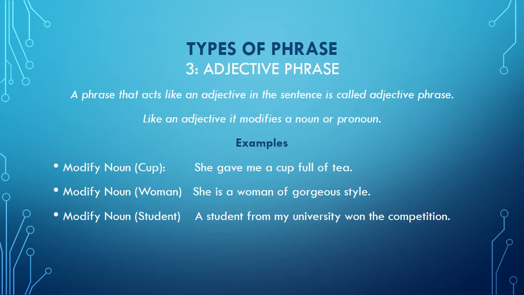Here is the third type of phrase, that is the adjective phrase. An adjective phrase is comprised of an adjective and works as a single adjective in the sentence. So here you can see the definition again in a more simple manner, that a phrase that acts like an adjective in the sentence is called an adjective phrase. Like an adjective, it modifies a noun or pronoun.